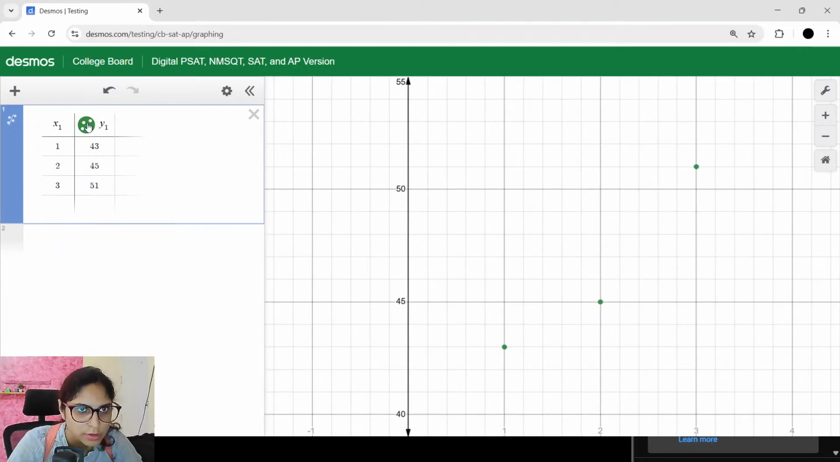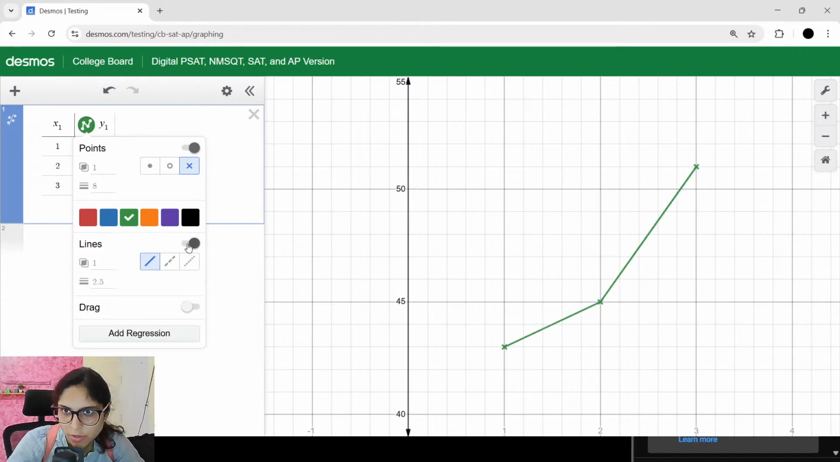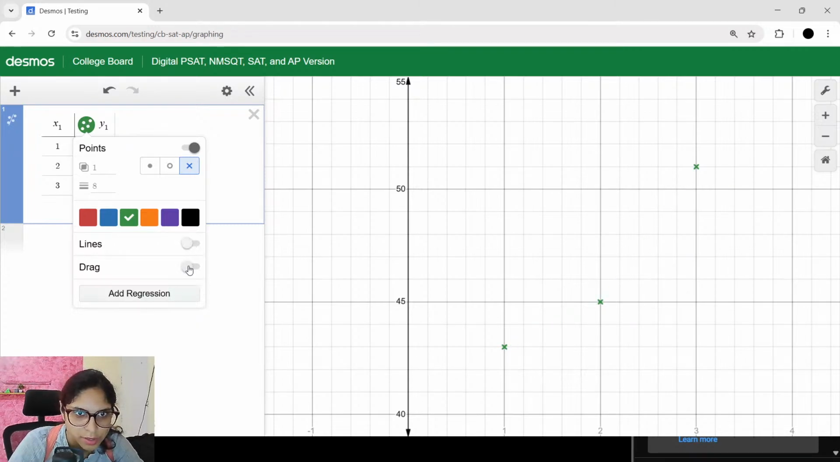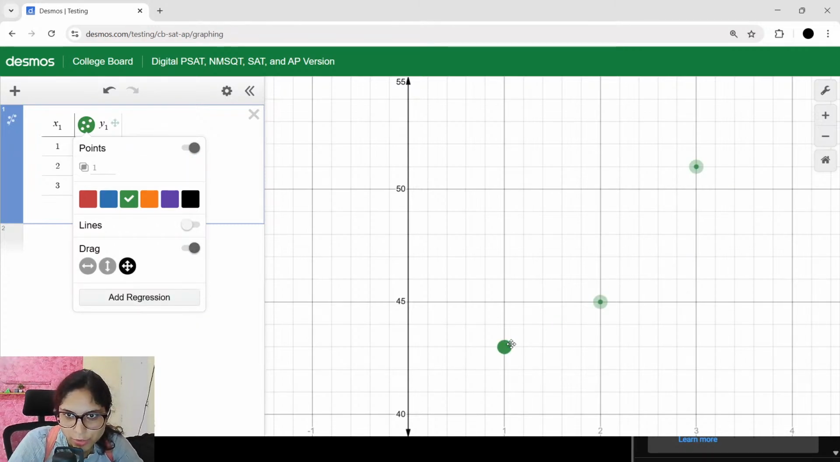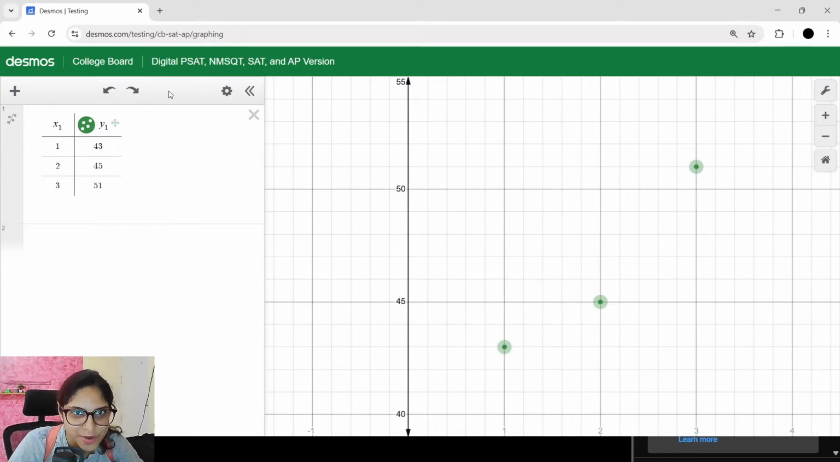And now, if you want to do your normal regressions, you can do them. You can also see your points like this. You can also see your points like these. If you want lines, you can see also a line. Okay. If you want to drag the points, you can also drag them. And you can also do undo if you have done something wrong. So undo and redo option is also present.